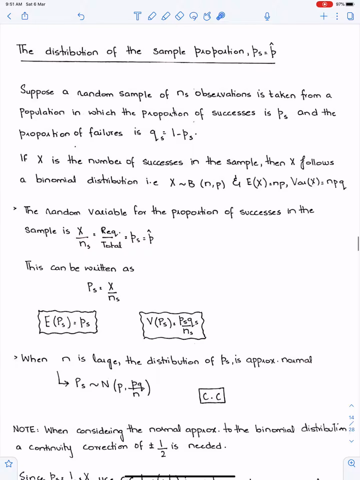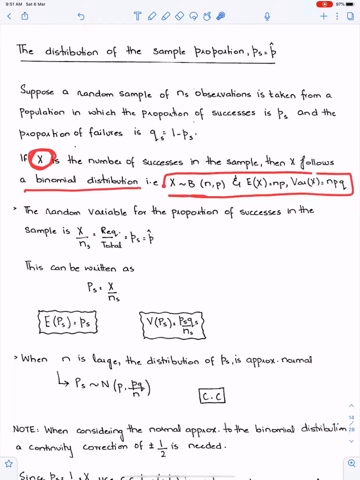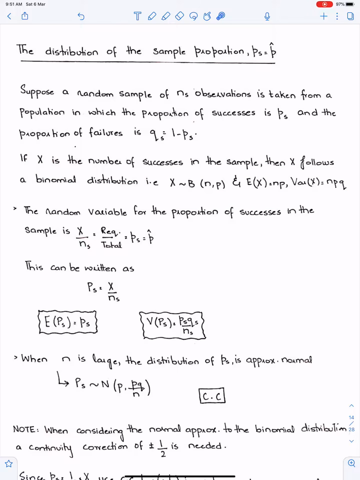Now the next thing, sample proportion. Sample proportion is denoted by PS, or P cap. This means estimated value of P. Cap means estimate. Suppose a random sample of size ns observations is taken from a population in which the proportion of success is PS and the proportion of failures is QS, and QS is 1 minus PS. If X is the number of successes in the sample, then X follows binomial. And you know, this is the way to write binomial. The random variable for the proportion of successes in the sample is X upon NS.